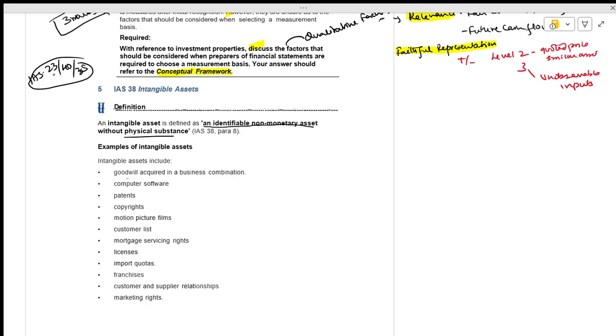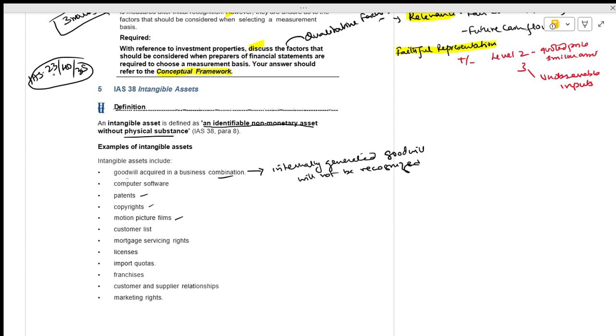Now, what are the examples? Goodwill in business combination. One thing is very clear, I will make it clear in the beginning itself: internally generated goodwill will not be recognized. Very simple. You have goodwill acquired in the business combination, computer software, patents, rights, copyrights.